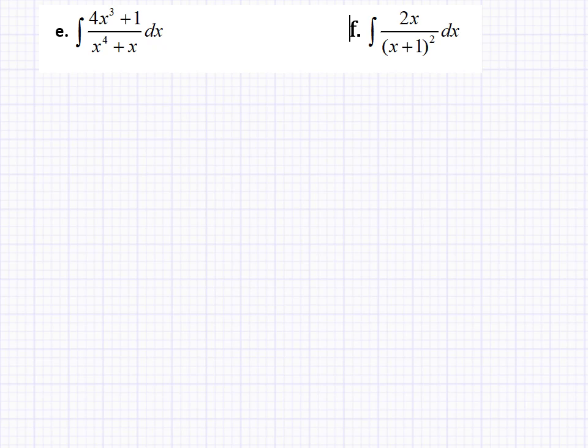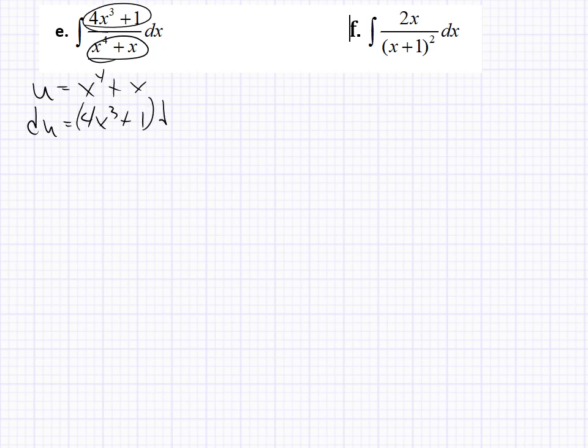So here's two more. Again, a little bit higher in level of difficulty, just because it's not going to be a power function necessarily for this first one. So if you look at this, I think you can clearly see that the derivative of this is this. So looking at that, if u equaled x to the fourth plus x, du would be 4x cubed plus 1 dx, which is exactly what you have here, 4x cubed plus 1 dx, and this. But look at the resulting integral. The resulting integral would be du over u. And you got to remember how to do that.